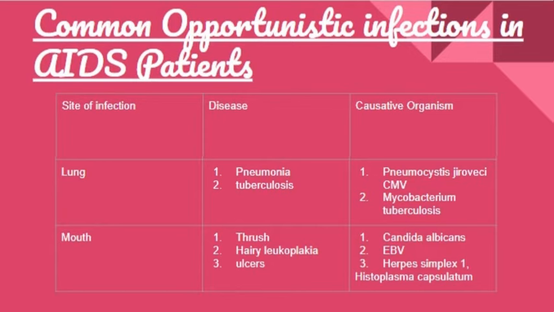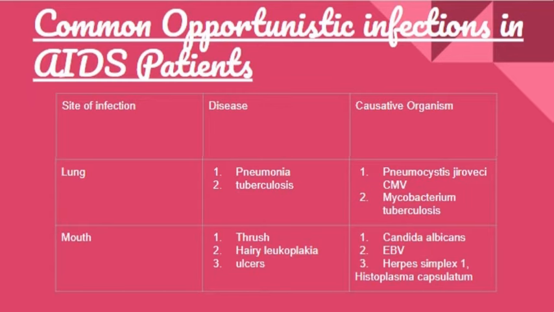AIDS defining diseases. These are the opportunistic infections that could occur only in AIDS patients. We will discuss the site of infection, the disease that occurs at that site, and the organism causing that disease. The first site is the lung. It could be pneumonia, and pneumonia is caused by Pneumocystis jirovecii or cytomegalovirus. The second disease in lungs could be TB, tuberculosis, which is caused by Mycobacterium tuberculosis.